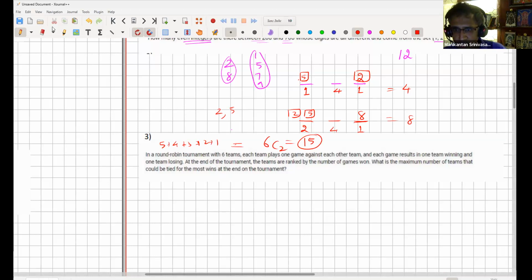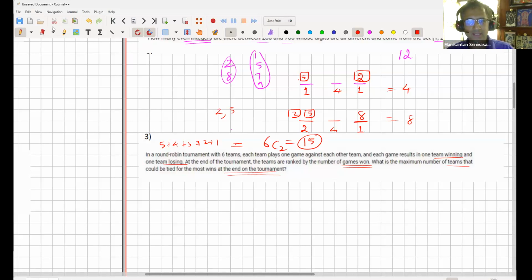Now, what does he want? Each game results in 1 team winning and 1 team losing. There's no tie or draw. At the end of the tournament, the teams are ranked by the number of games won. So let's say 1 point for winning, 0 points for losing. What's the maximum number of teams that could be tied for the most wins at the end of the tournament?